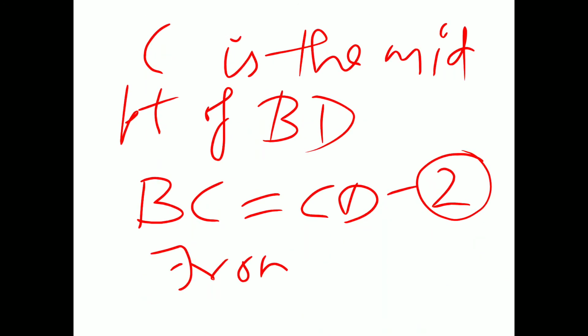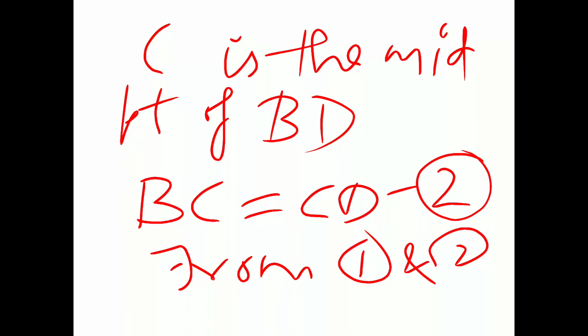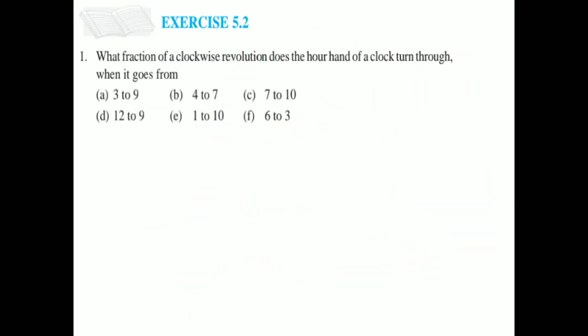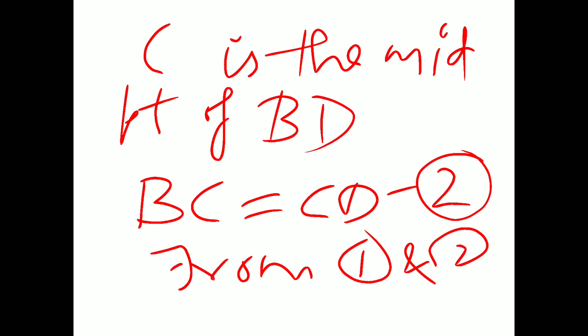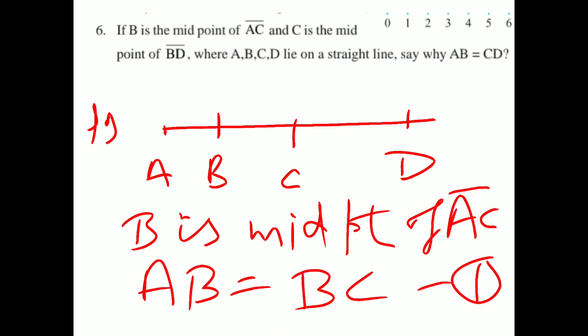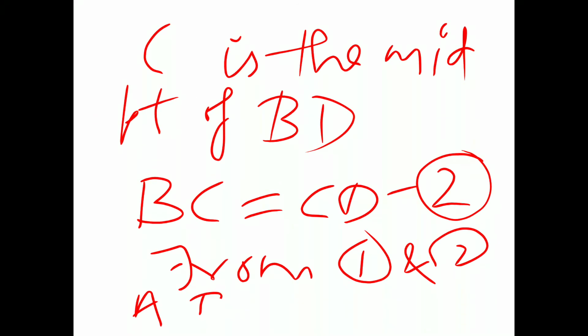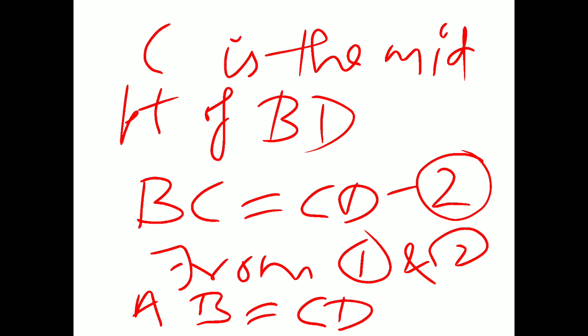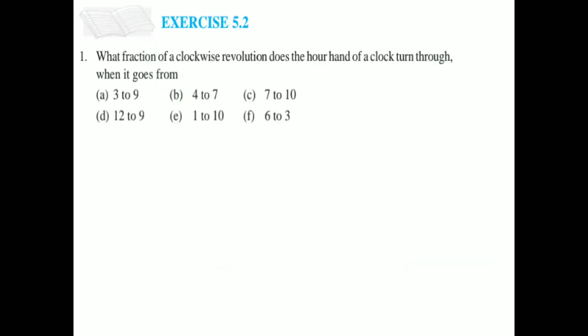Now from 1 and 2, what do you get? Both, if you see, are equal to BC. From 1 and 2, AB is equal to CD. Clear? Now we do exercise 5.2 question 1.